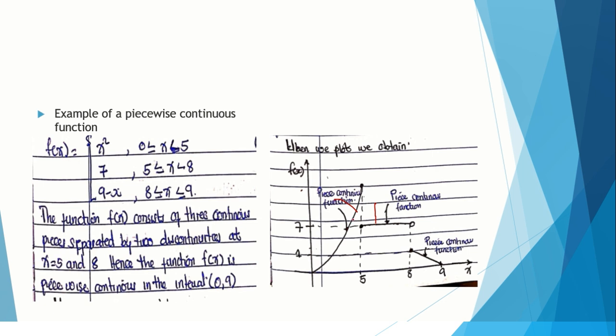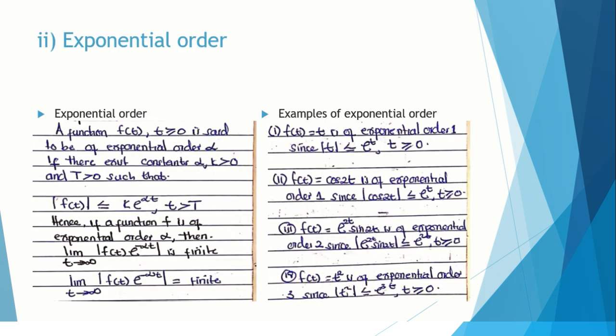And when we move on to the last function, 9 minus x, we are going to see that it's also going to jump, from 7 at 8 down to 1, when placing the figures into the function. It's going to jump from here up to here. So we are right to say that the function f(x) is a piecewise continuous function. Then we go on to the next slide.